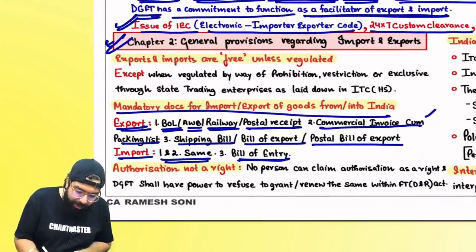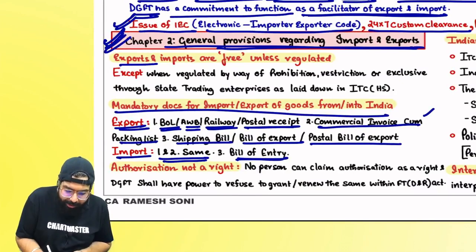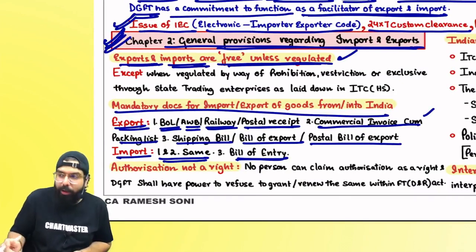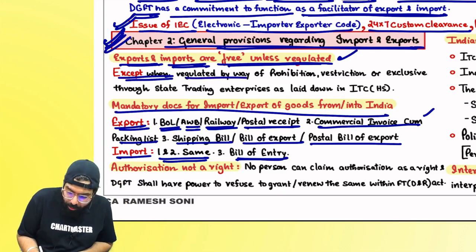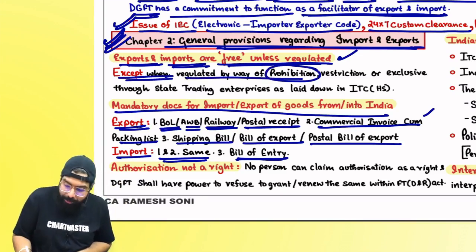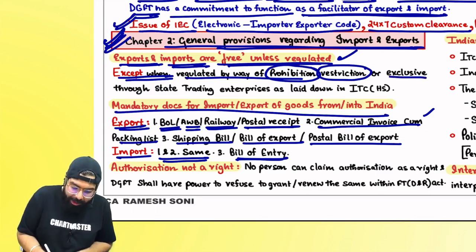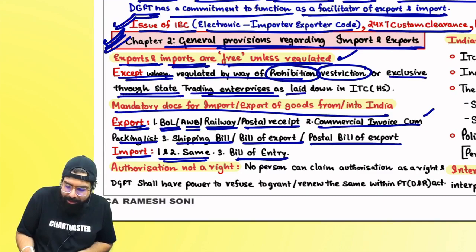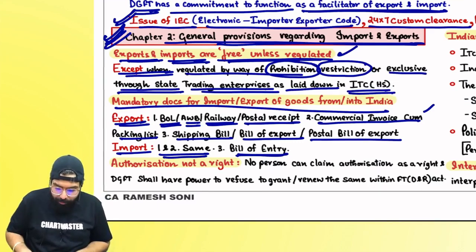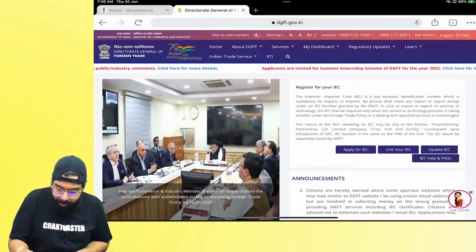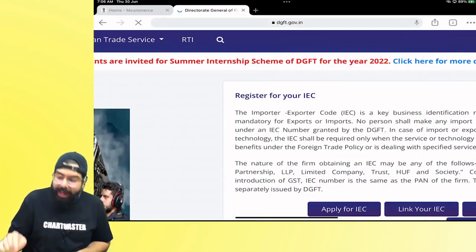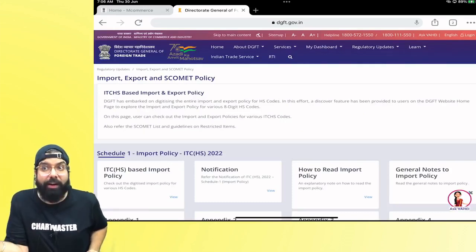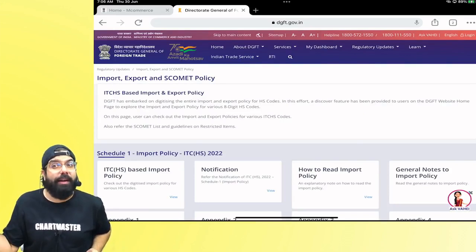Now, everyone over here, general provisions relating to import and export. They are telling exports and imports are free unless regulated. Means all imports and exports are free unless they are regulated, except when regulated by prohibition, sometimes they prohibit, sometimes they impose some restriction, or sometimes exclusively through state trading enterprises as laid down in the ITC HS. Everyone listen to me very carefully. When you go to the Director General DGFT site, can you see the import and export policy? For every HSN code, remember, we did classification under customs. There we did classification to find out what is the rate of duty.